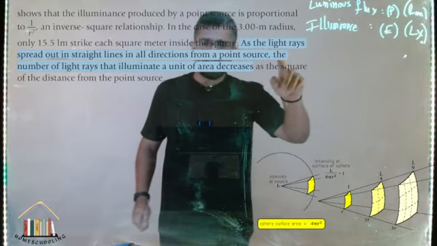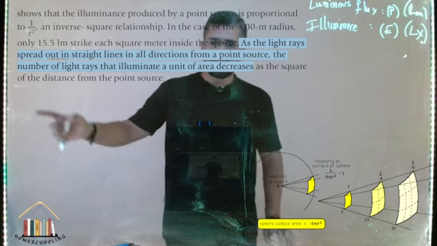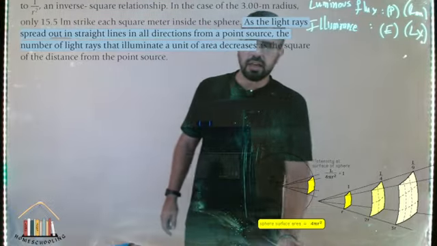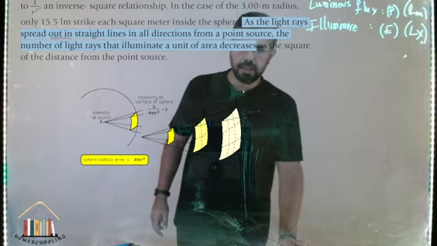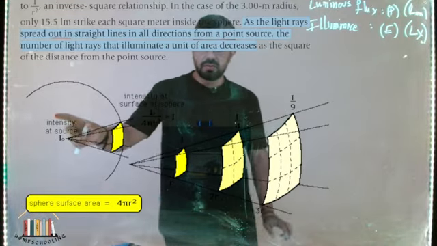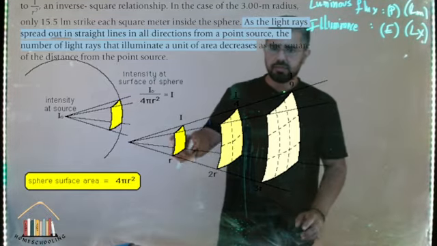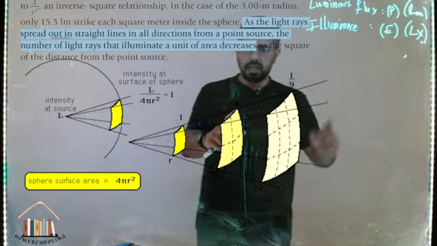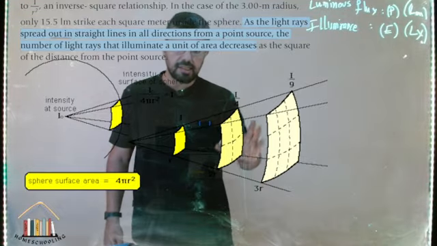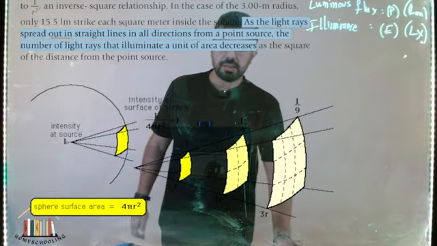So let's read together. As the light rays spread out in a straight line in all directions from the point source, the number of light rays that illuminate a unit of an area decreases. Of course, as we see here, let's look at this graph. We have a source of light. Imagine this is 1 meter, this is 2 meters in the middle, and here it's 3 meters. So you see the intensity of the light, or the brightness, is getting weaker and weaker every time we are farther from the source itself.